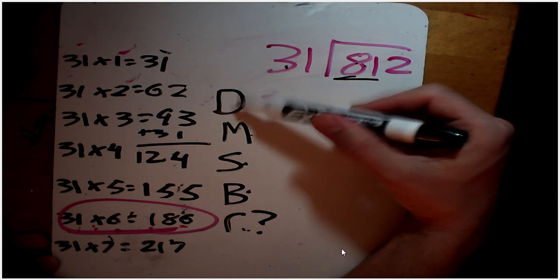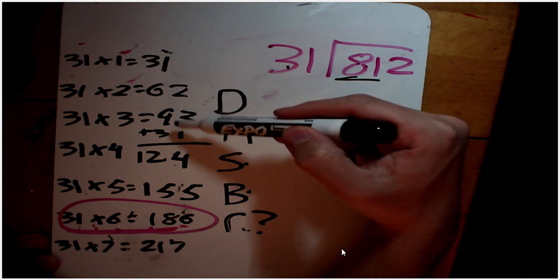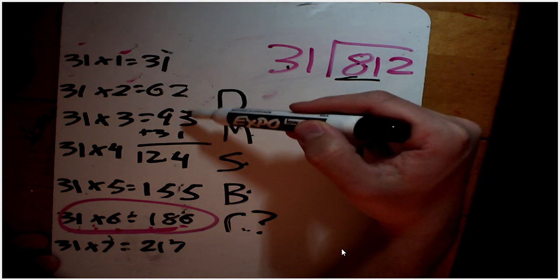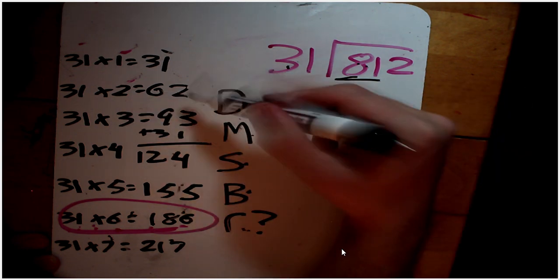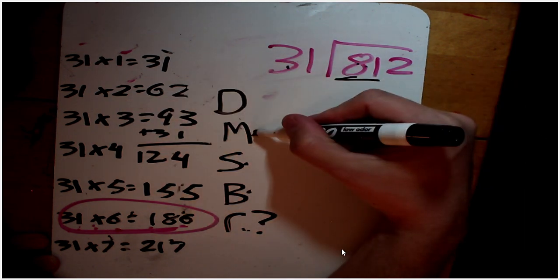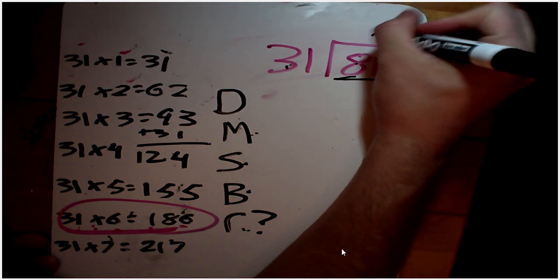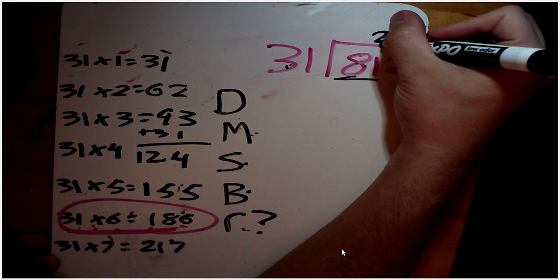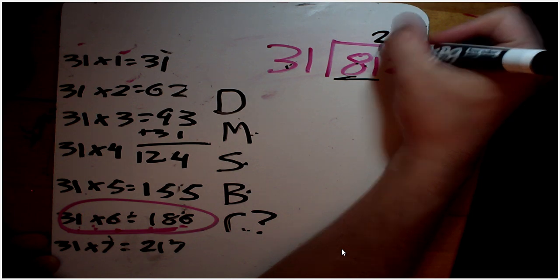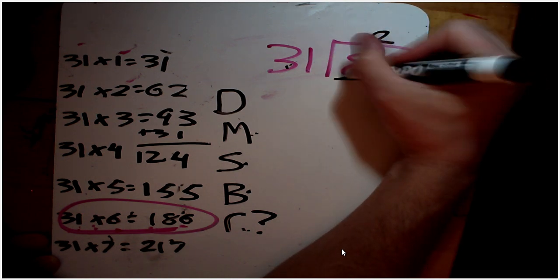31 goes into 81, if you look at my multiple list, only 2 times, because if we did 3 times, we would go over. So 31 times 2 is 62. So the next step is to multiply. We know 31 can only go into 81 2 times. That 2 goes right over the last place value we're looking at, so the 1 here in the 81.